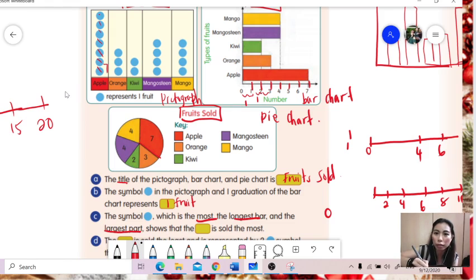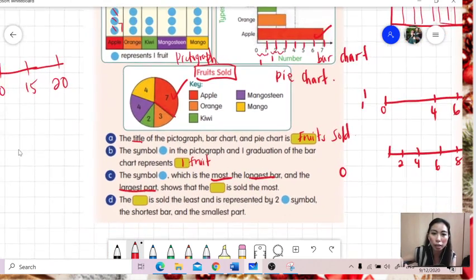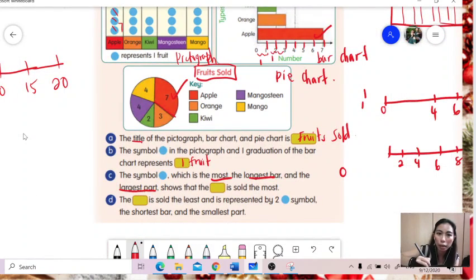In the bar chart, the longest one is the red color. And for the pie chart, the biggest portion is red color also. So the answer is Apple.